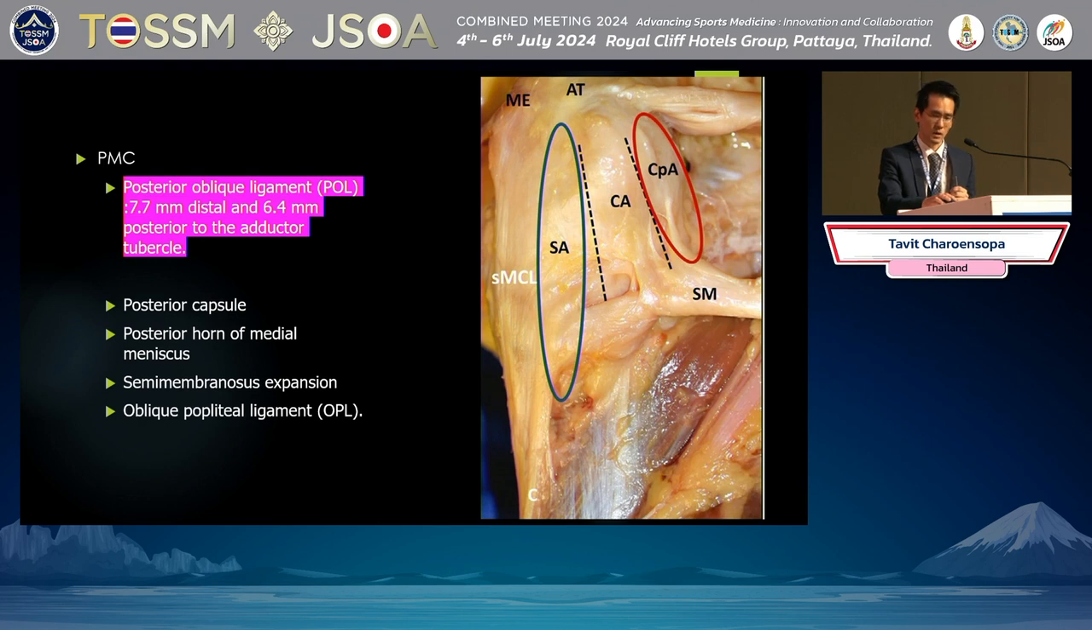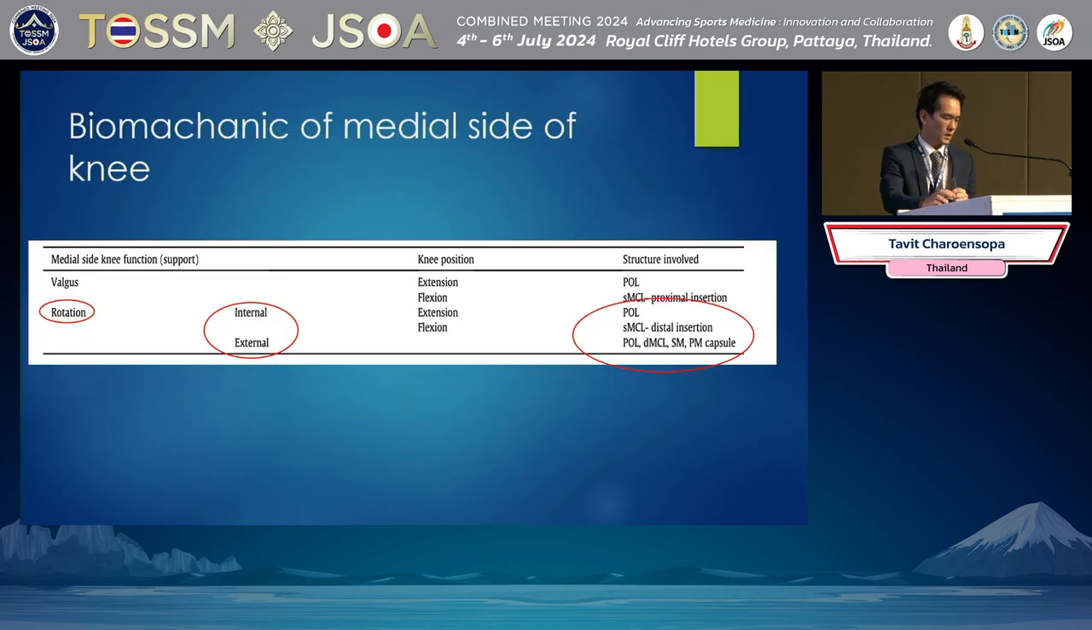The posteromedial corner is a complex structure that has 5 structures: the POL, the posterior capsule, the posterior horn of the meniscus, the semimembranosus expansion, and the oblique popliteal ligament. About the biomechanics of the medial side of the knee, the MCL and the posterior oblique ligament provide valgus and rotational stability in flexion and extension of the knee. This is the reason why you have to pay attention when you have a combined injury. If you don't restore the medial structure, it may lead to failure of another ligament reconstruction.